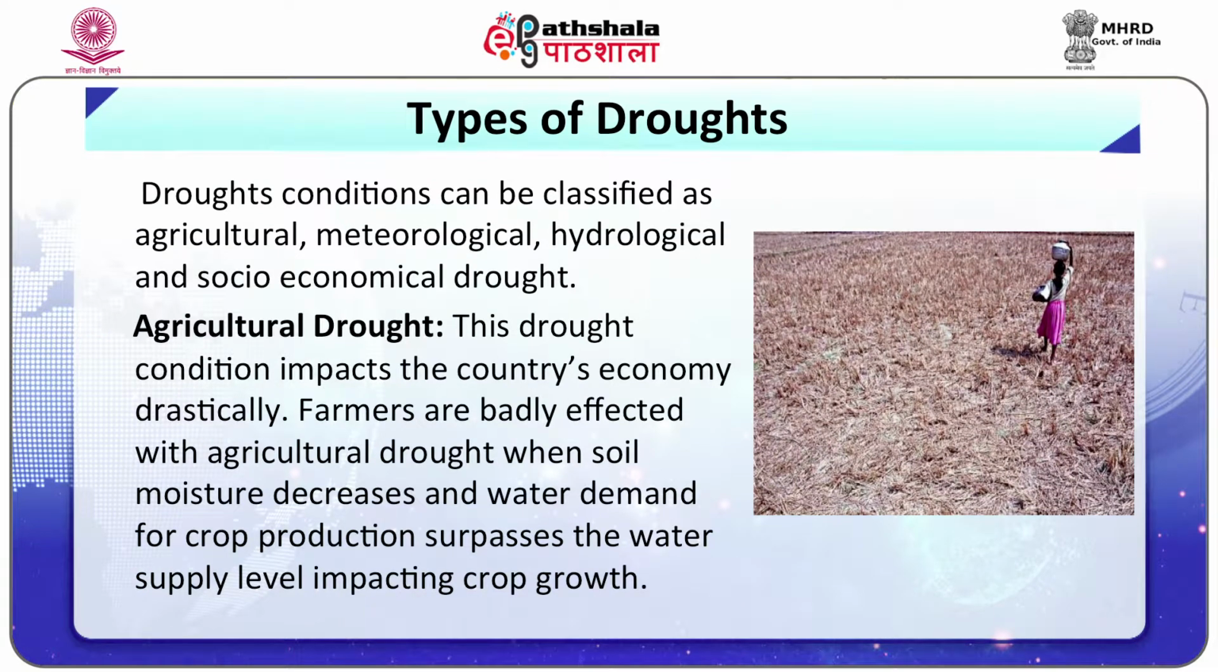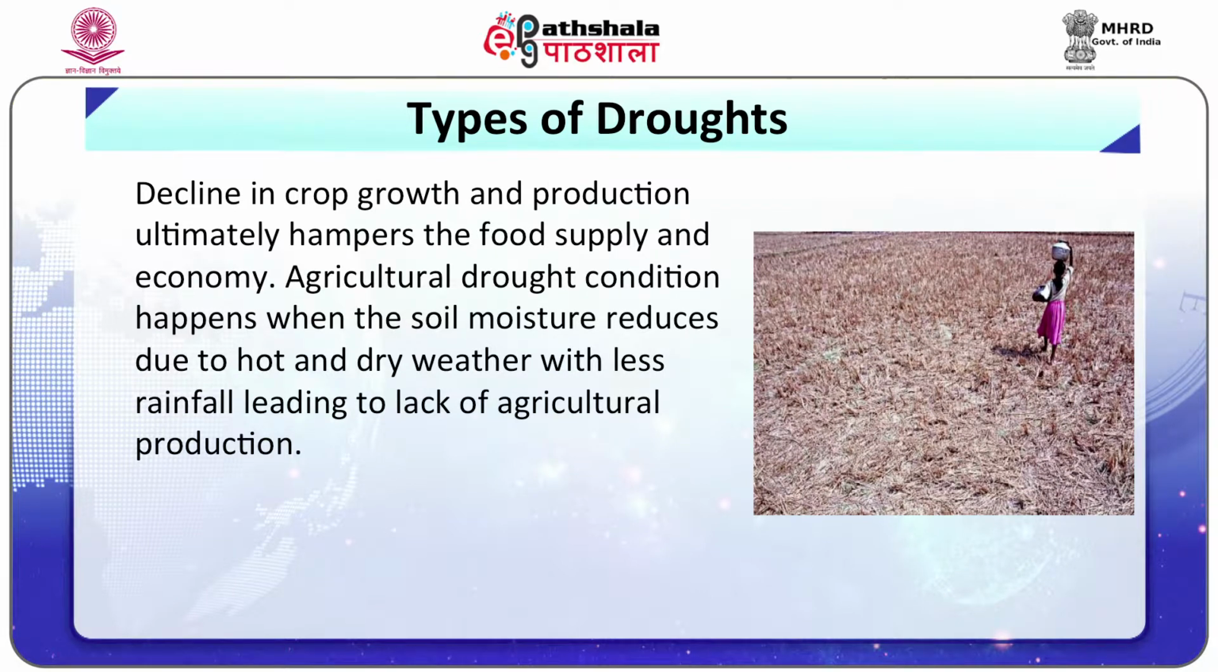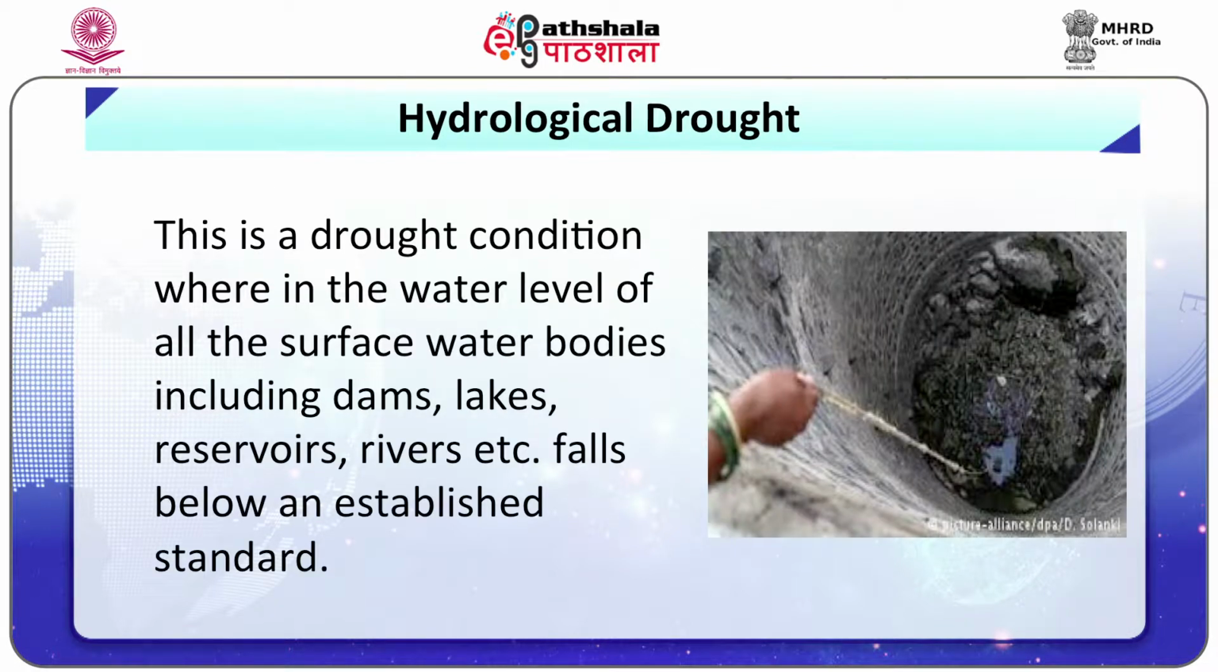This drought condition impacts the country's economy drastically, in a country like India. Farmers here are badly affected with agricultural drought when soil moisture decreases and water demand for crop production surpasses the water supply level, impacting crop growth. Decline in crop growth and production ultimately hampers the food supply and economy. Agricultural drought condition happens when the soil moisture reduces due to hot and dry weather with less rainfall, leading to lack of agricultural production.